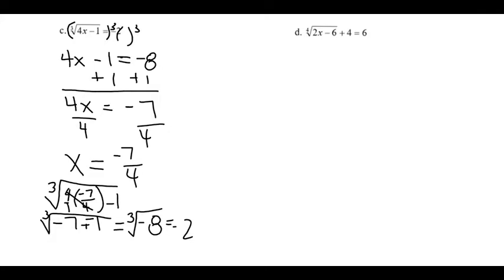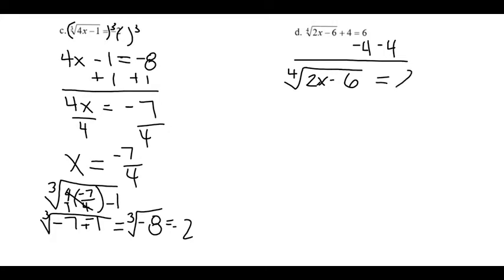All right, for D, we do need to isolate the radical. So we're going to start off by subtracting 4 from both sides. And I will have the 4th root of 2x minus 6 equals 2. Then we'll raise everything to the 4th power to get rid of the radical. So if you raise the 4th root to the 4th power, you get what's under the radical. So you get 2x minus 6. And then 2 to the 4th power equals 16.